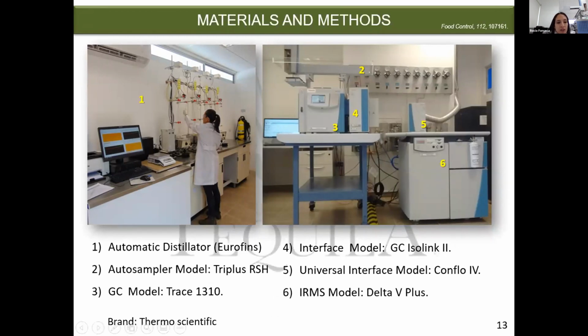Now, the materials and methods that we use are an automatic distillator that you can see in this picture, and an autosampler, a TriPlus RSH, a GC model Trace 1310, interface GC IsoLink 2, the universal interface ConFlo IV, and the isotope ratio mass spectrometer Delta V Plus.